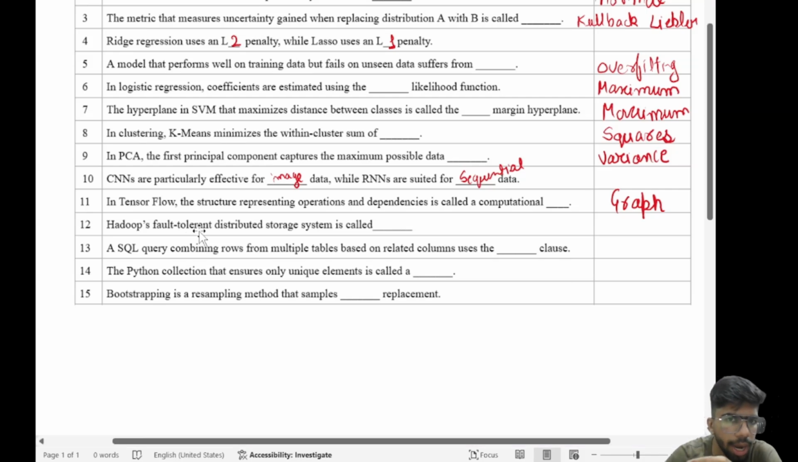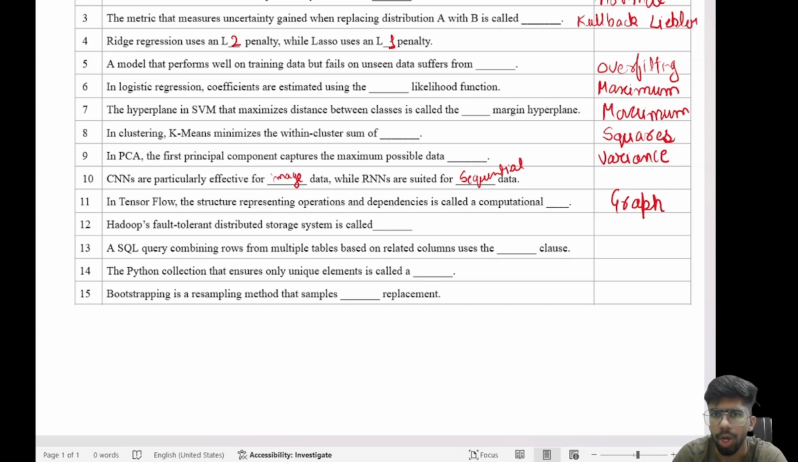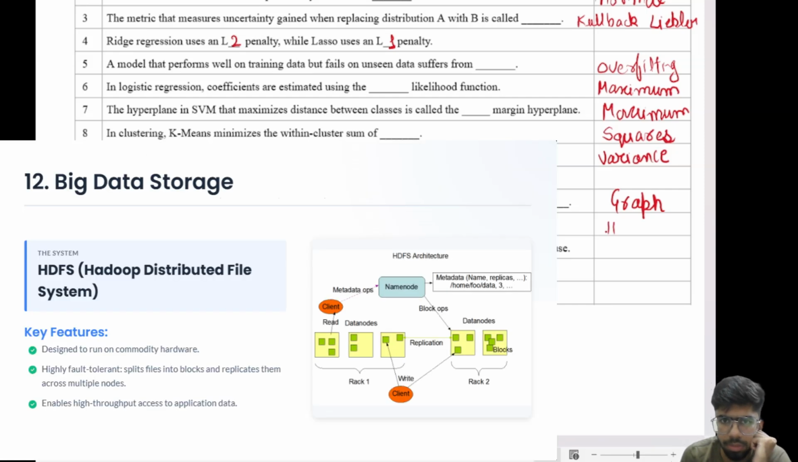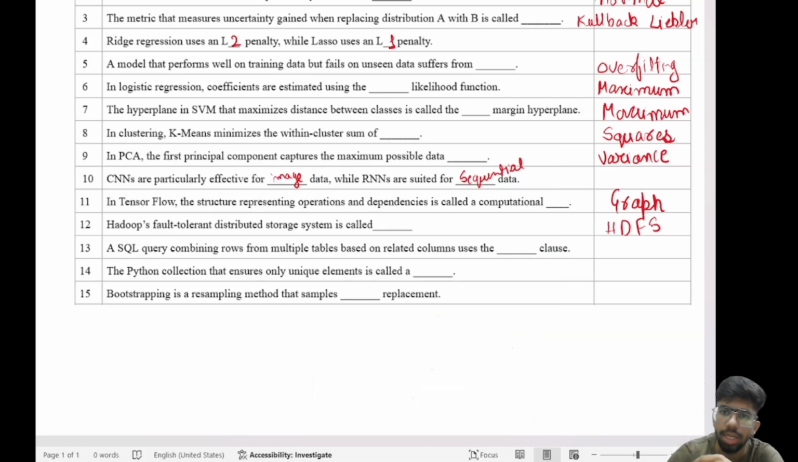So, next question. Hadoop's fault-tolerant distributed storage system is called HDFS, Hadoop Distributed File System. It is designed to store massive datasets across many machines. Its key features are fault tolerance, distributed storage, replication of data blocks, and high throughput.